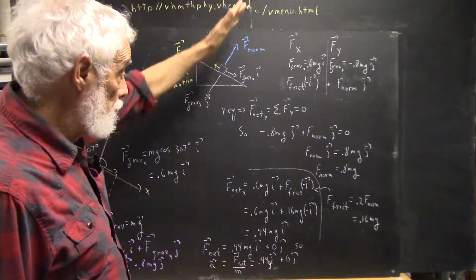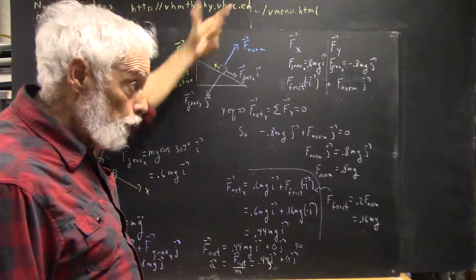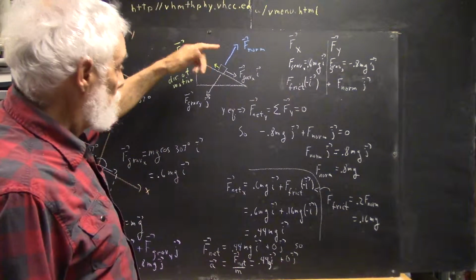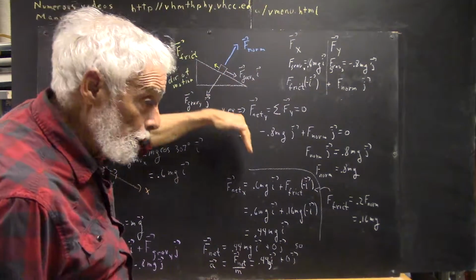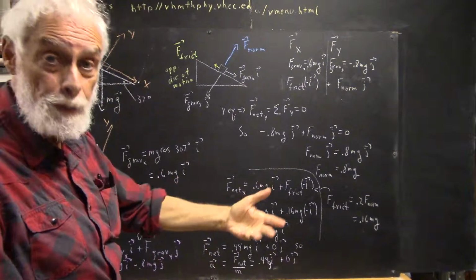What is necessary is that we have equilibrium in the y direction, because if we don't, there's a net force in the y direction, so the object is either going to come up off the incline or go down through the incline. And we've excluded those two possibilities just by assumption.